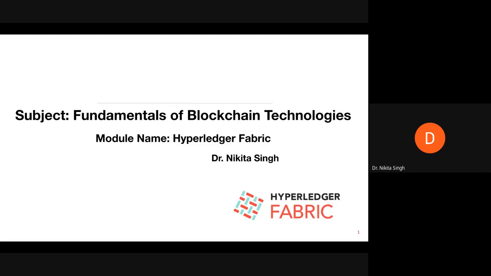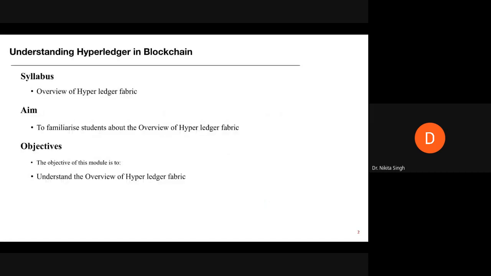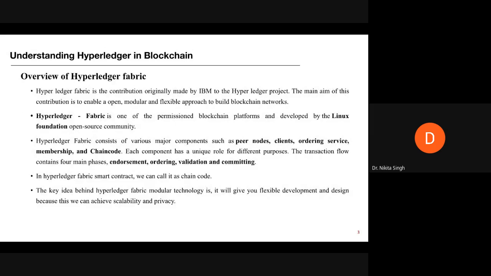So the objective here is to understand how Hyperledger Fabric works, rather the overview of Hyperledger Fabric. So we'll start with understanding what Hyperledger Fabric is in blockchain. In a very basic sense, Hyperledger Fabric can be thought of as a blockchain. We'll first see what was the need to have a Hyperledger Fabric.